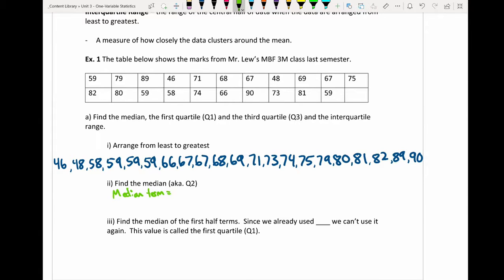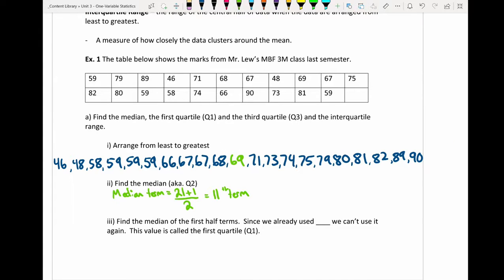If I wanted to know which term is my median term, I can take how many numbers there are, in which case there are 21, plus 1, and divide it by 2. In which case I get 11. So that means the 11th term is my median. Basically you take how many values there are, plus 1, and divide that by 2. So if I count to the 11th term, I should end up at 69.